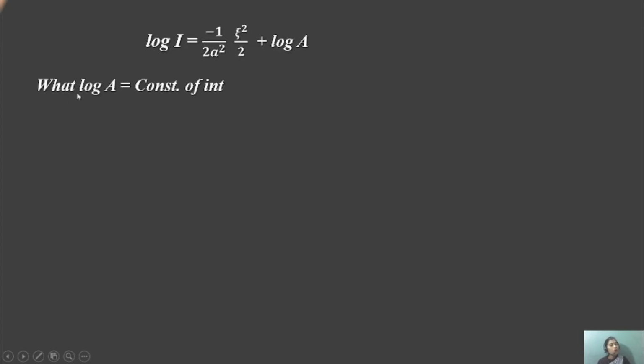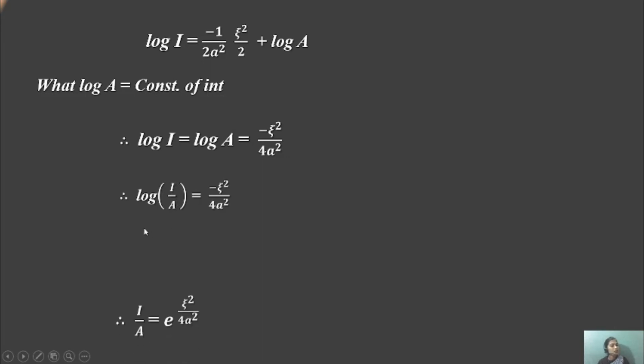The value will be generated: log I equals -1/(2a²) times ξ²/2 plus a constant, which is written as log a. When log a equals the constant of integration, we solve to get log I minus log a equals -ξ²/(4a²). Then you know that log with the minus sign gives numerator over denominator, log(I/a) equals -ξ²/(4a²).